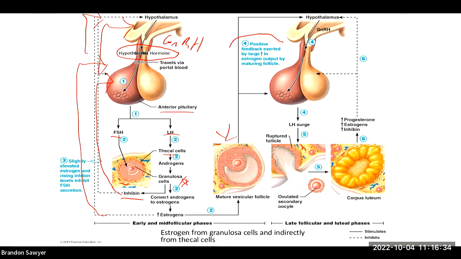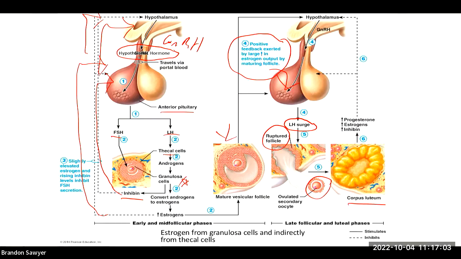Then something switches the negative feedback that estrogen normally provides to positive feedback. All of a sudden there's a large rush of LH, a big surge of LH, because that massive amount of estrogen is causing an LH surge. And that's actually what stimulates ovulation. That's what leads to the follicle rupturing, ovulation of the egg, and the formation of the corpus luteum.